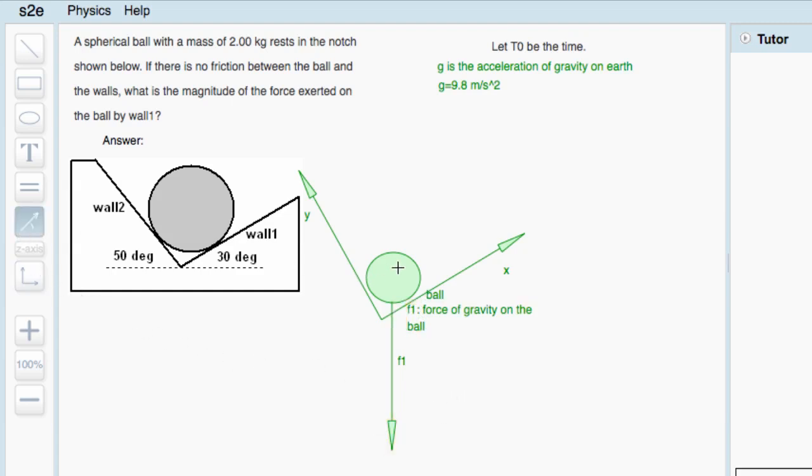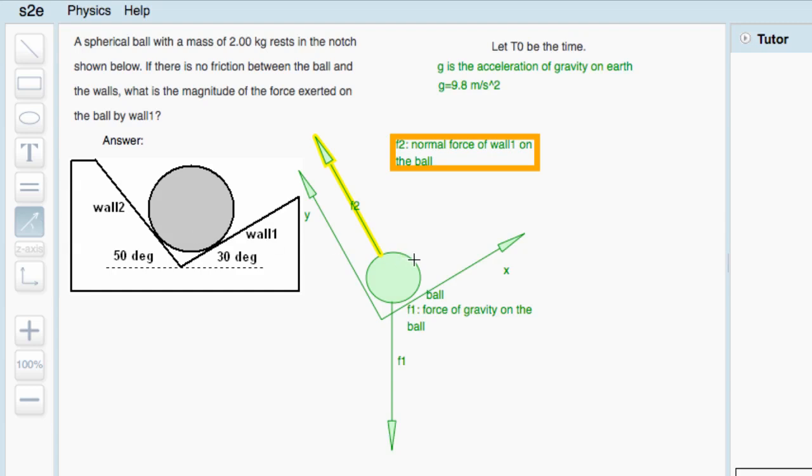Now I'm drawing a vector of force coming out of the ball, the normal force being exerted by wall 1. That's going to be up in this direction, and if you take 30 degrees and find the perpendicular angle, that would be 90 added to that, so we get 120. And so F2 will be normal force of wall 1 on the ball.